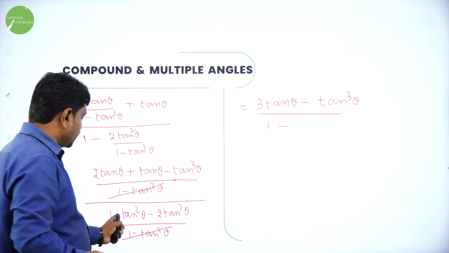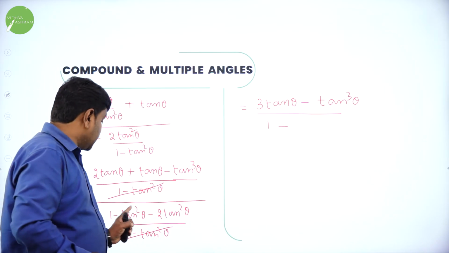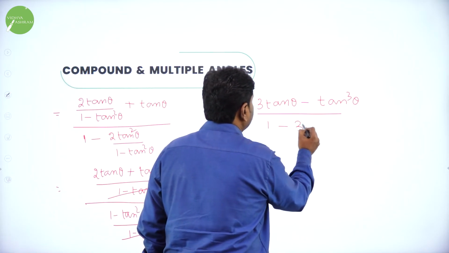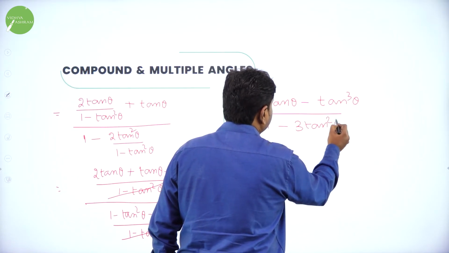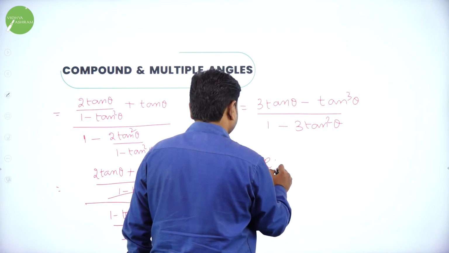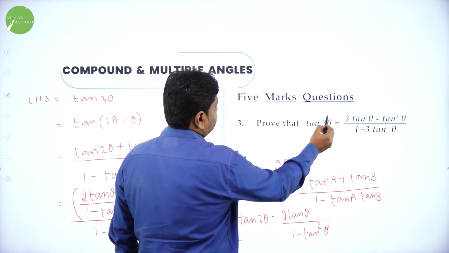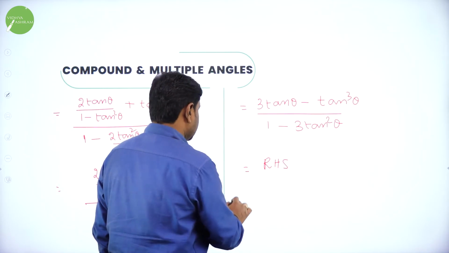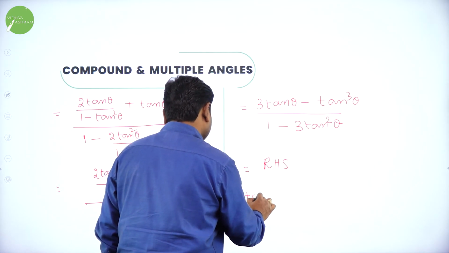See dear students, minus tan theta minus 2 tan theta, minus tan square theta minus 2 tan square theta becomes minus 3 tan square theta, like terms. This is your RHS. Check your RHS: 3 tan theta minus tan cube theta by 1 minus tan square theta. So therefore you should also memorize the tan 3 theta formula.